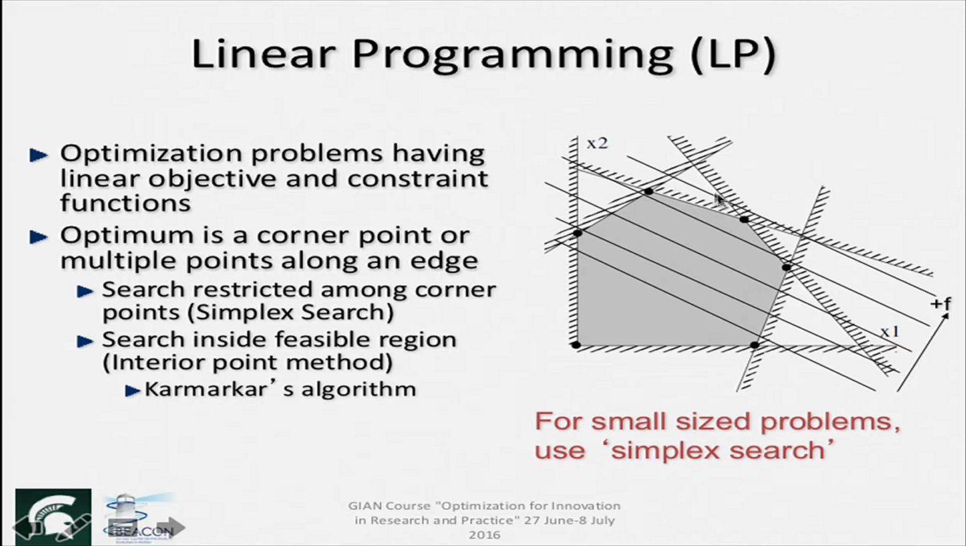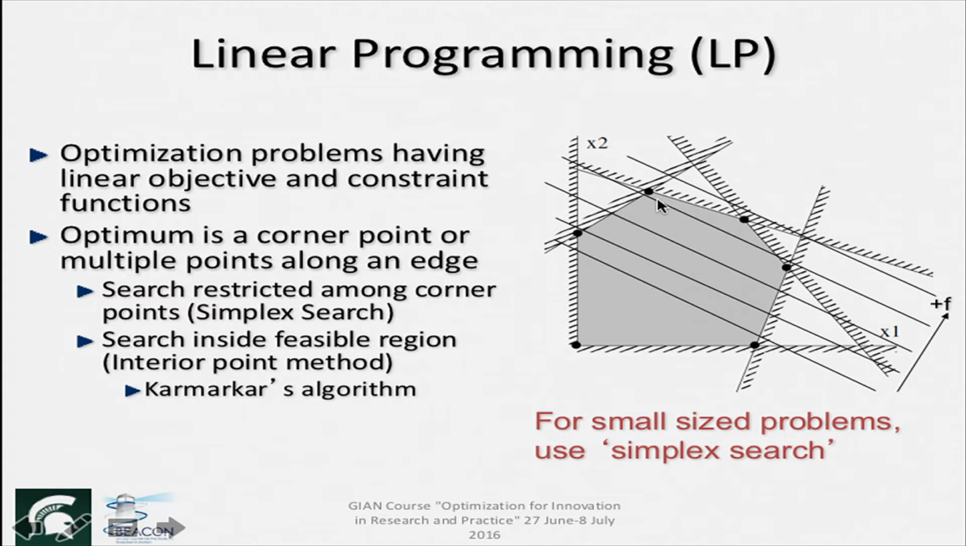When the contour line of the objective function is parallel to this. That means the objective function is same as one of the constraint functions. But that's very unlikely to happen, that you have an objective function that is same as the constraint function. Usually objectives or constraints are different. So in that situation, one of the corner points has to be the optimum.